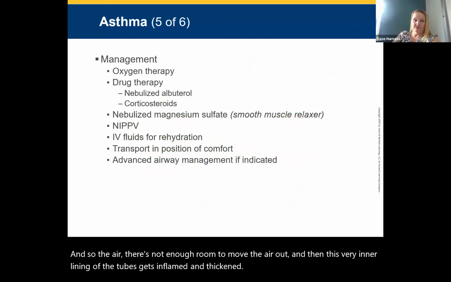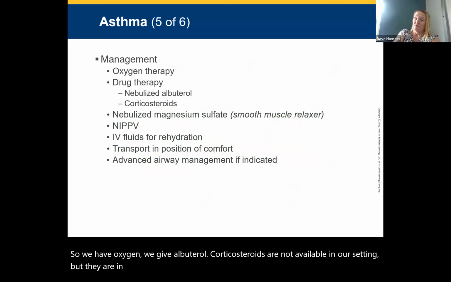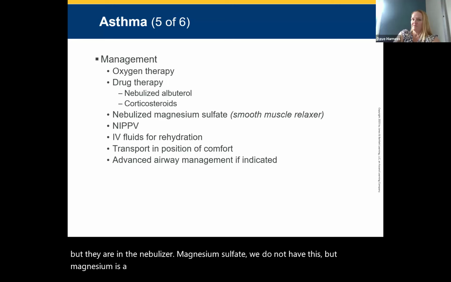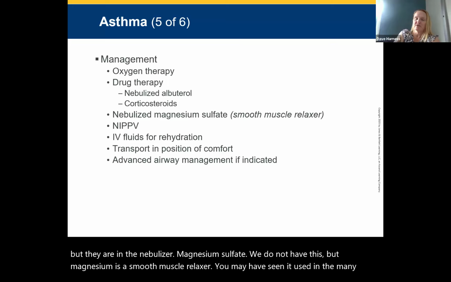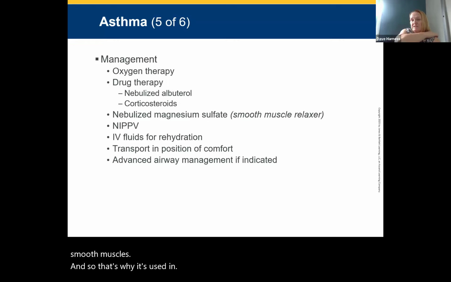So we give oxygen, we give albuterol. Corticosteroids are not available in our setting, but they are in the ER. Nebulized magnesium sulfate, we do not have this. But magnesium is a smooth muscle relaxer. You may have seen it used in the many complications of pregnancy, like preterm labor and eclampsia, because it relaxes smooth muscles. And so that's why it's used in asthma. Those muscle rings on the bronchi that are constricted and won't relax, they are smooth muscle.